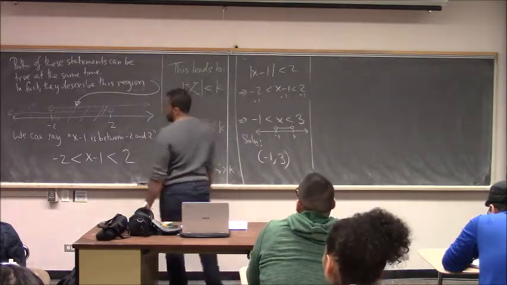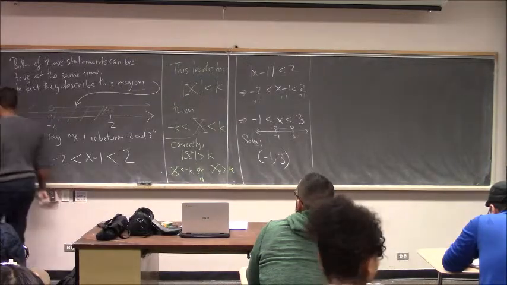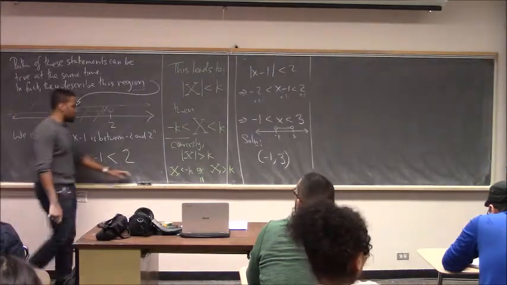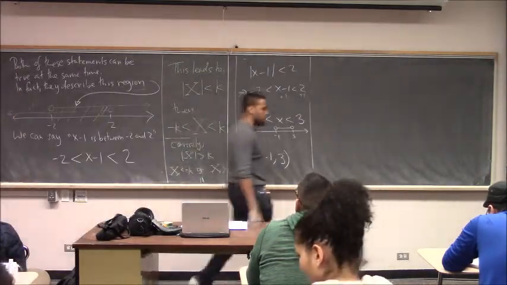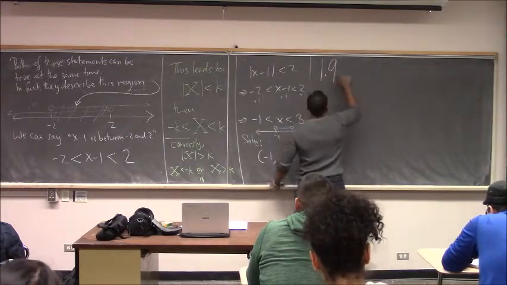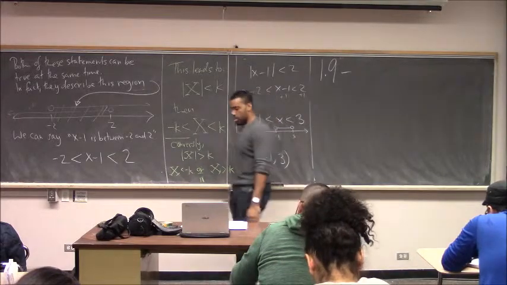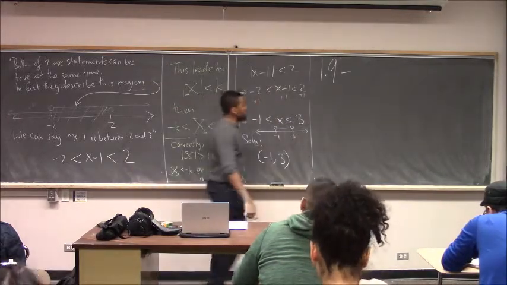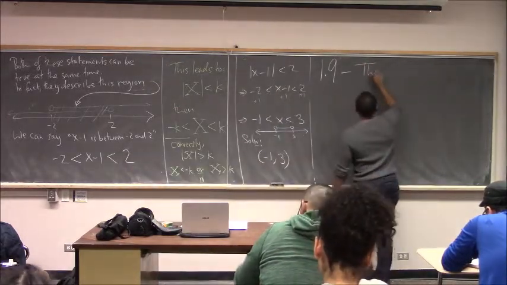Let's actually start 1.9. We won't finish it, but let's get it started because a lot of the first part isn't really computational anyway. 1.9, we will talk about three things. The coordinate plane, as it's called.